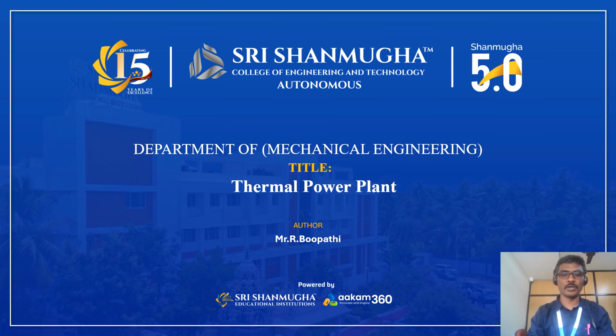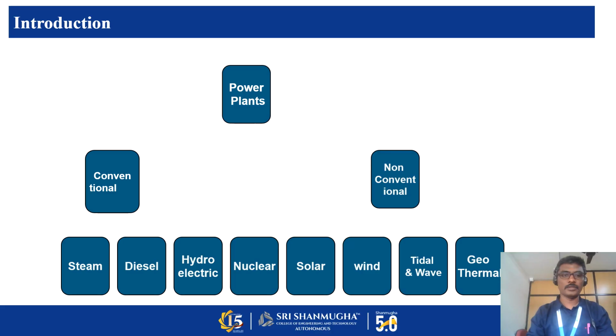Today's topic is thermal power plant. So, introduction of thermal power plant. Power plants are classified into two types: conventional and non-conventional. Conventional power plants are steam, diesel, hydroelectric, nuclear. Non-conventional means renewable energy: solar, wind, tidal, and geothermal.